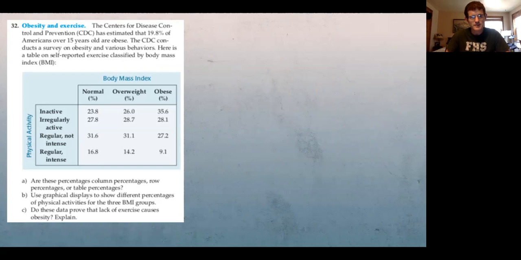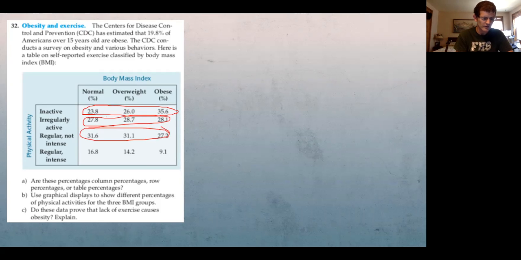Because it says, are these percentages column percentages, row percentages, or table percentages? If you read the chapter, you've already come across these terms. I didn't really talk about them in class today. But essentially what they're saying is, are we looking at a conditional distribution where the condition is your level of activity? If it's a conditional distribution right here, then these rows would each have to add up to 100%. So these three numbers at the top would have to be 100%. These would have to be 100%, and so on.